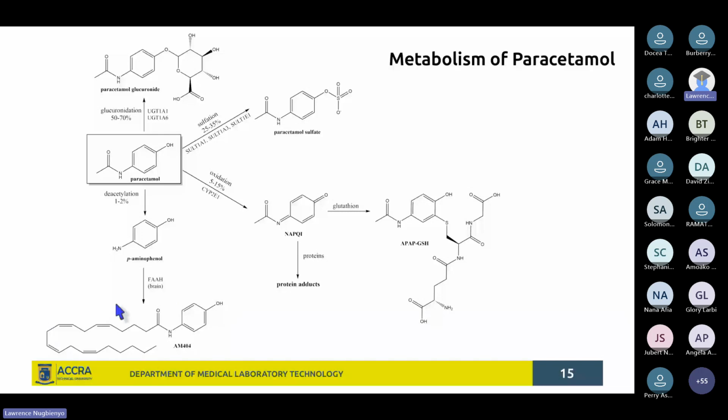And what do you see? It's just 1 to 2% of paracetamol which goes through that pathway to give you this AM404. I mean, this arachidonyl aminophenol. That's what it is. All right. So that's a very common drug, paracetamol, that we've looked at. I think it's an interesting one.